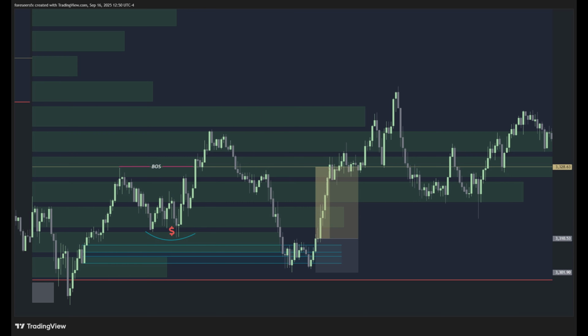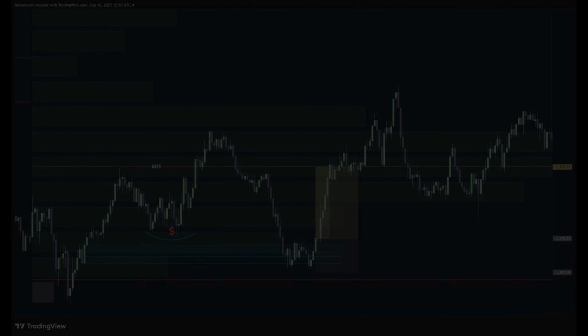The POC is also an excellent take-profit target because it represents where the market naturally wants to return to. When you're in a winning trade, the POC gives you a logical, data-driven exit point.